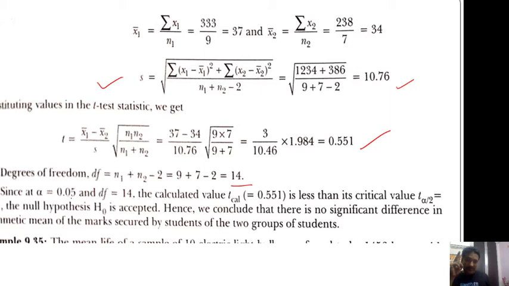Alpha is equal to 0.05, meaning a 5% level of significance, with degrees of freedom 14. The calculated value is less than the critical value. The critical value from the table is 2.14, because here your t statistic is positive, that's why t alpha by 2 is also written as a positive value. So it is less, that's why we should accept H naught. The same concept of testing we are making use of.